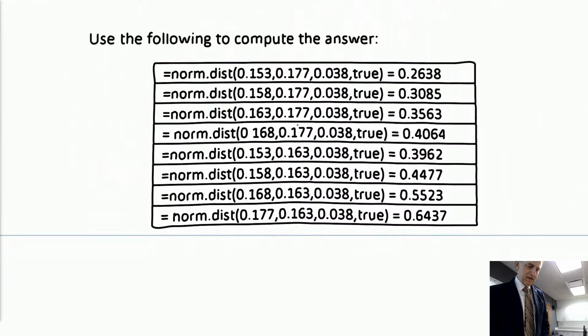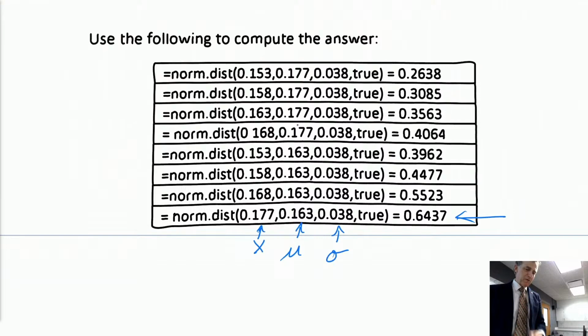Well, if you've done this a few times, you know that x goes here. This is going to be the mean. This is going to be the standard deviation. That last thing's always true. And so it's this last one that I'm going to be using.